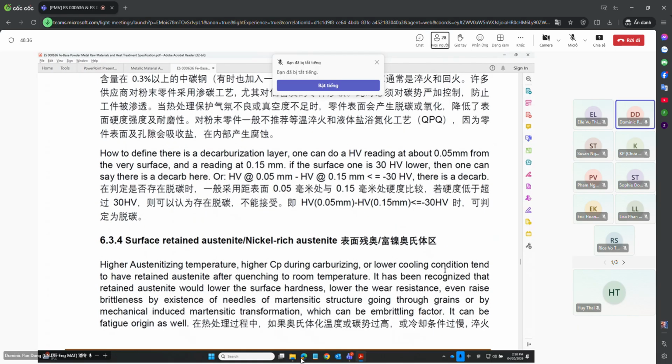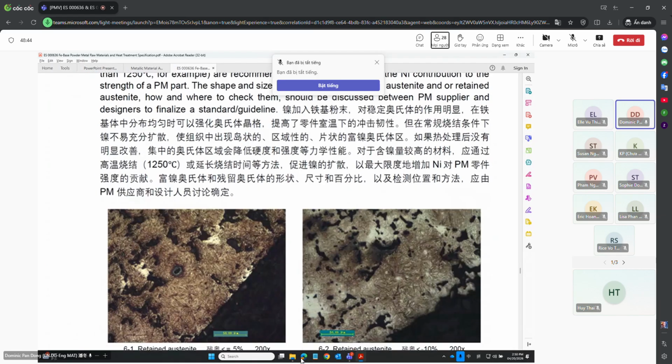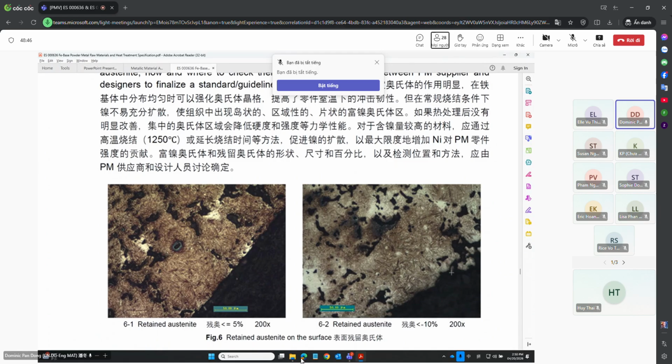Next one is about surface retained austenite, or so-called nickel-rich austenite. This kind of thing, I would say, is pretty tricky. In these microstructure images, we can see those white and shiny areas, which we call retained austenite areas. There's no martensite microstructure there. Those retained austenite areas are pretty soft and would easily crack at the surface. So we strictly control this kind of content in our parts.